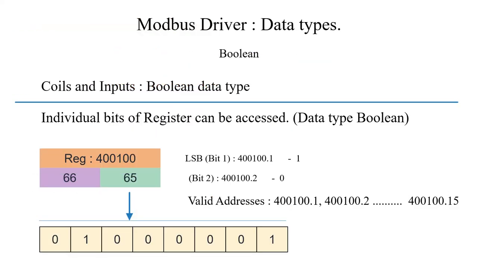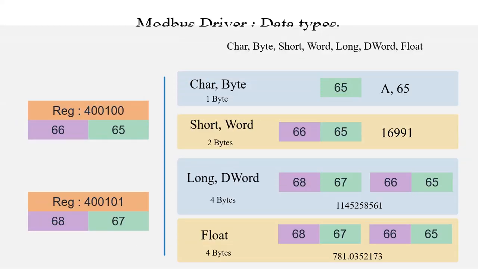Modbus driver tags with Boolean data type will be used to store data for coils and inputs, as they have only two states, on or off. You can also represent status of individual bits of registers with Boolean data type. Let us now look at remaining data types available with Modbus driver tags.